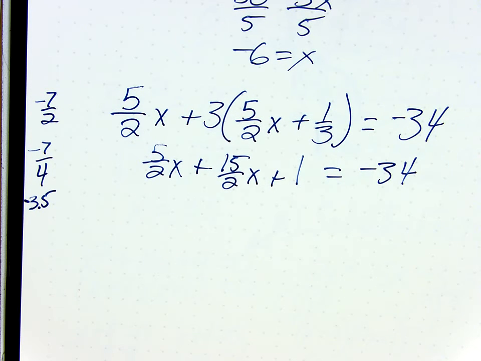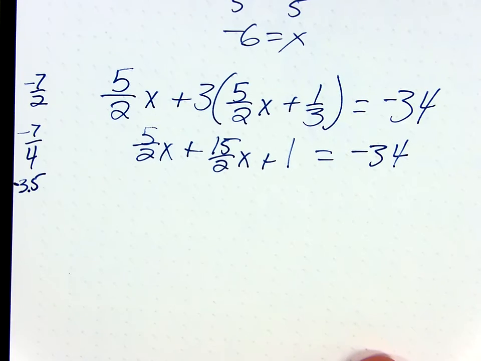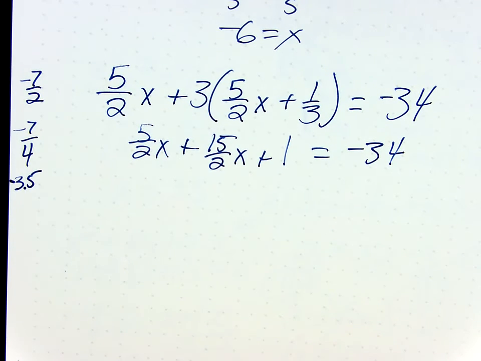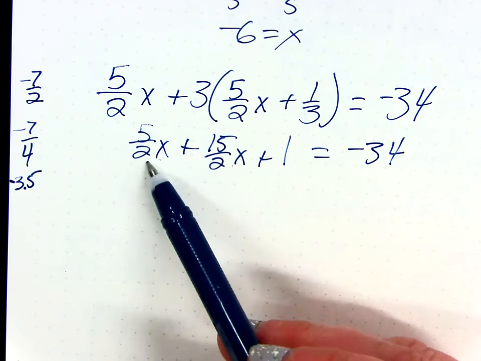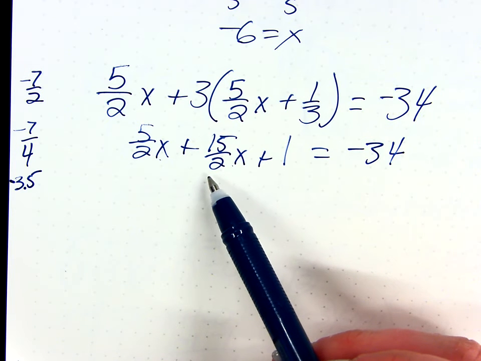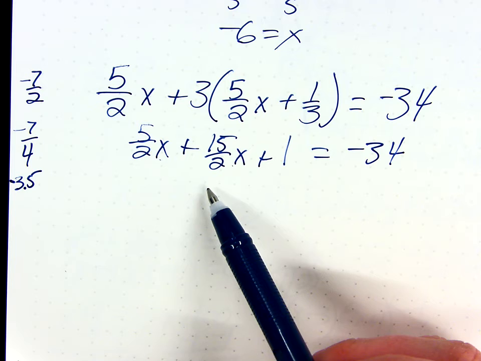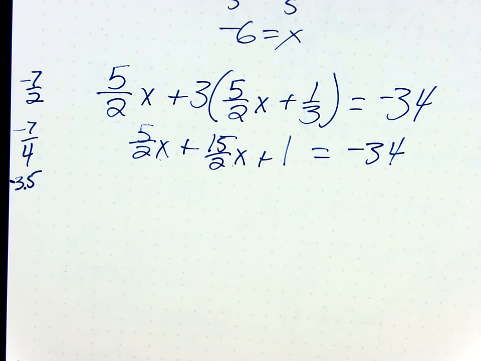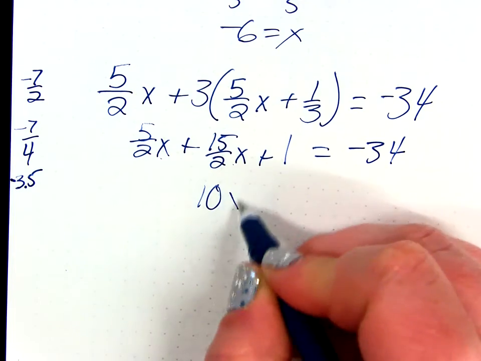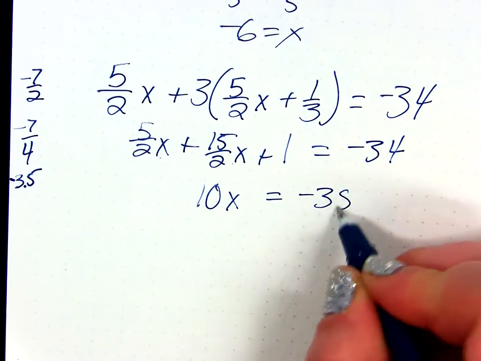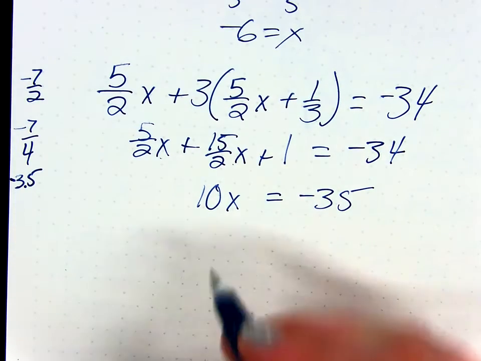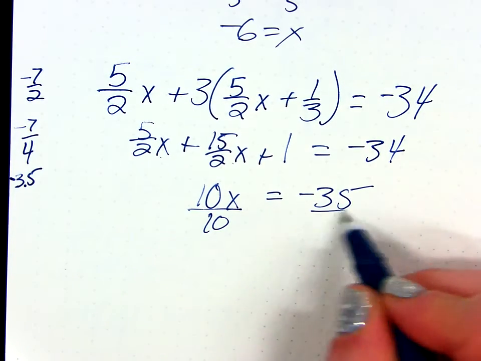So now you're here. So you have some options. We can combine like terms right here. What's 5 halves and 15 halves? 20 halves, right? And 20 halves is really just 10. So I get 10x, and then I'll just minus that 1 over to the other side, so I get a negative 35. And then divide both sides by that 10.